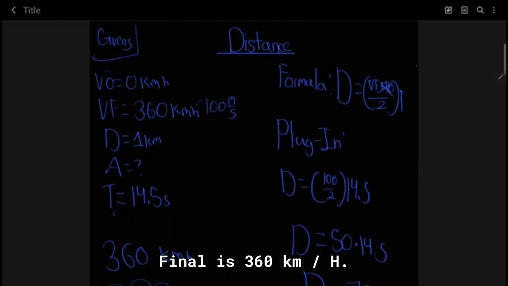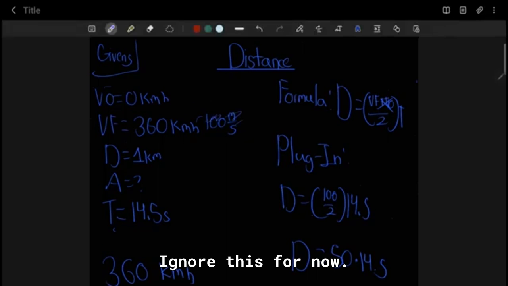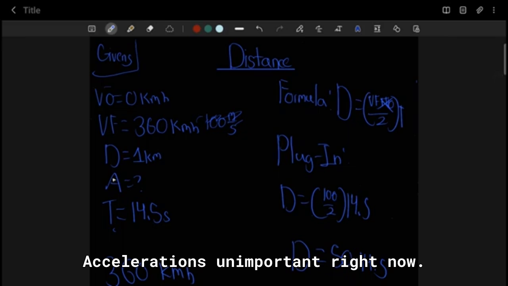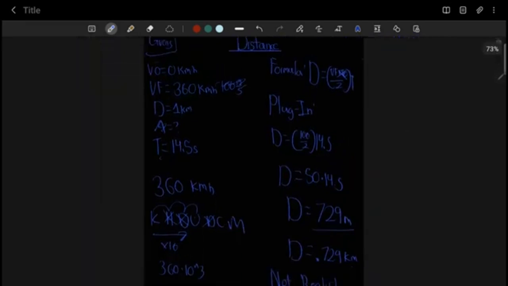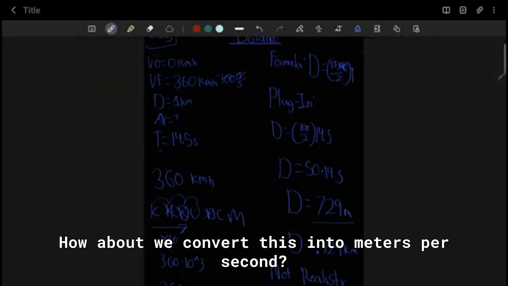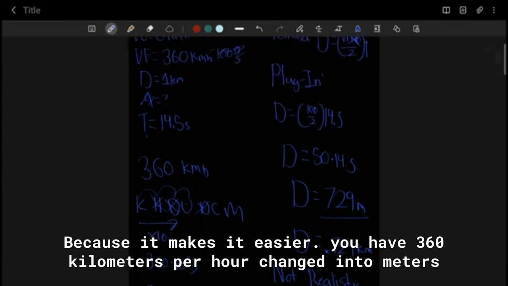Velocity final is 360 kilometers per hour as well. Ignore this for now. Our distance is 1 kilometer, our acceleration is unknown right now, and our time is 14.5 seconds. Acceleration is unimportant right now. So, we have to use similar measurements. How about we convert this into meters per second, because it makes it easier.